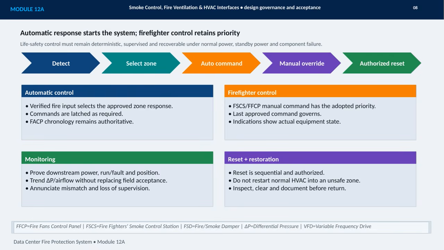Monitoring must prove downstream power, run or fault status, and equipment position. Pressure and airflow trends can support verification, but they do not replace field acceptance. Any mismatch or loss of supervision must be enunciated. Restoration is equally controlled. Reset is sequential and authorized, and normal HVAC must not restart into an unsafe zone. Before return to service, the system must be inspected, cleared, and documented under normal power, standby power, and component failure conditions.